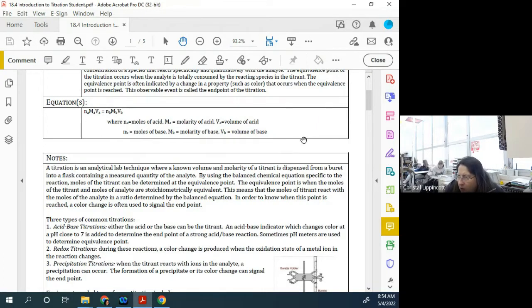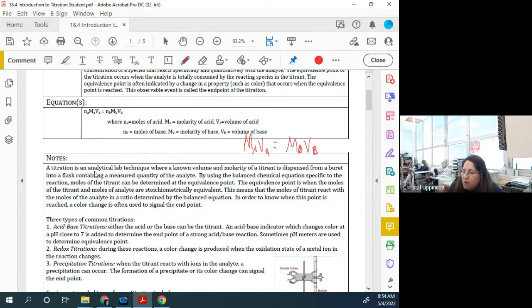So the primary equation that you're going to use for this is M1V1 equals M2V2. We talked about it before. In this case, one side is going to be your acid, and the other side is going to be your base. When we can get these things, we can use this to figure out where our equivalence point is. And we do that with a variety of different pieces of equipment.